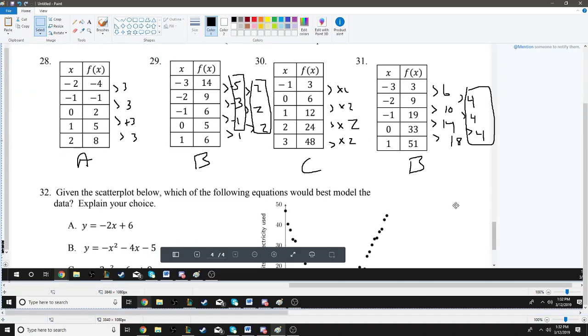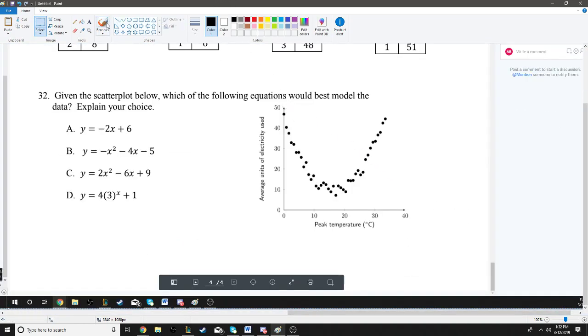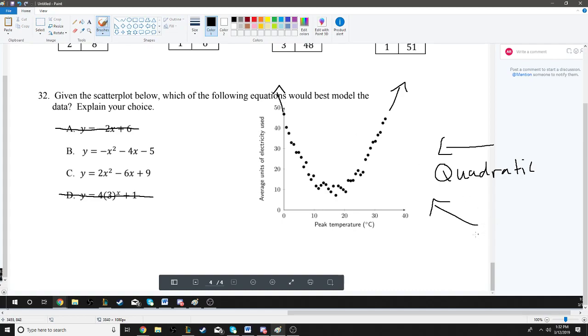Okay, for the last problem, look at the scatter plot. Which of the equations would be the best model? Okay, so let's look at this right here. This is quadratic. It is not a line. So right away, you should cross out A and you should cross out D because that's an exponential function. The next thing that you'll notice is that it's going up, which means it should be positive. This is a negative quadratic function, so your only answer is C.